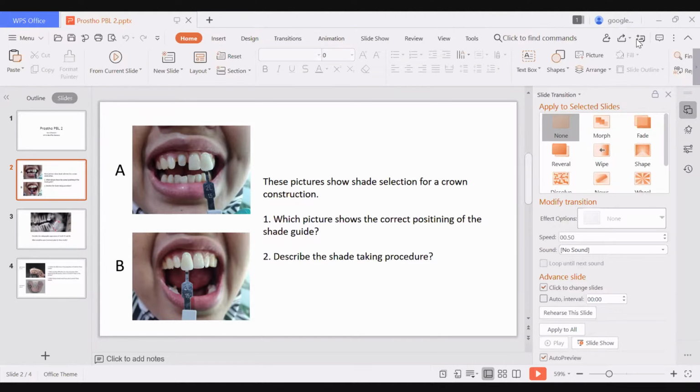All right, now question 2. Prof, I have a question. What about some literature that says that when we are taking shade selection, we shouldn't put the shade guide next to the abutment? Why can't we put it next to the abutment? It says put it above or below. You mean abutment or adjacent teeth? Adjacent, sorry.